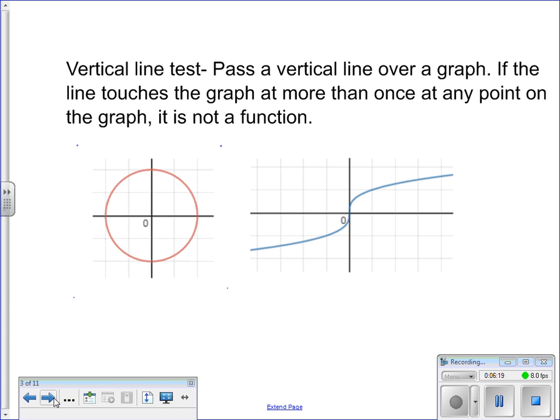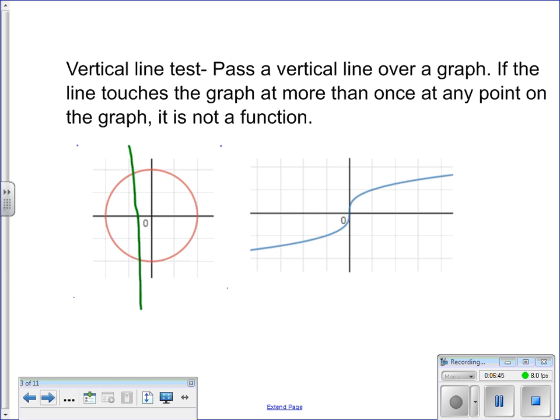Okay, I'm sure you've seen the vertical line test before, right? Vertical line test: if you pass a vertical line over a graph, and the line touches the graph at more than any one point, it's not a function. Obviously, this circle equation right here is not a function because that vertical line touches more than once. It only has to happen one time that it touches more than once. That is not a function.